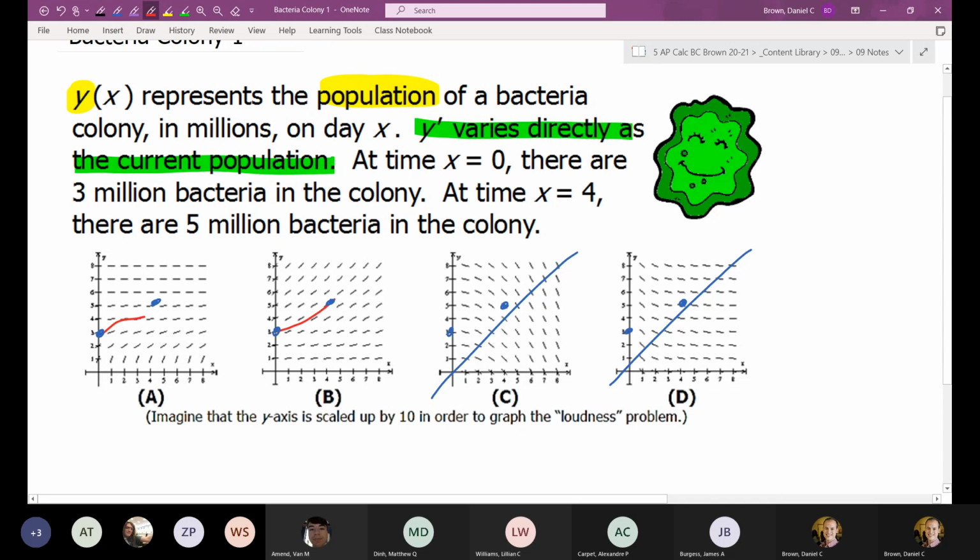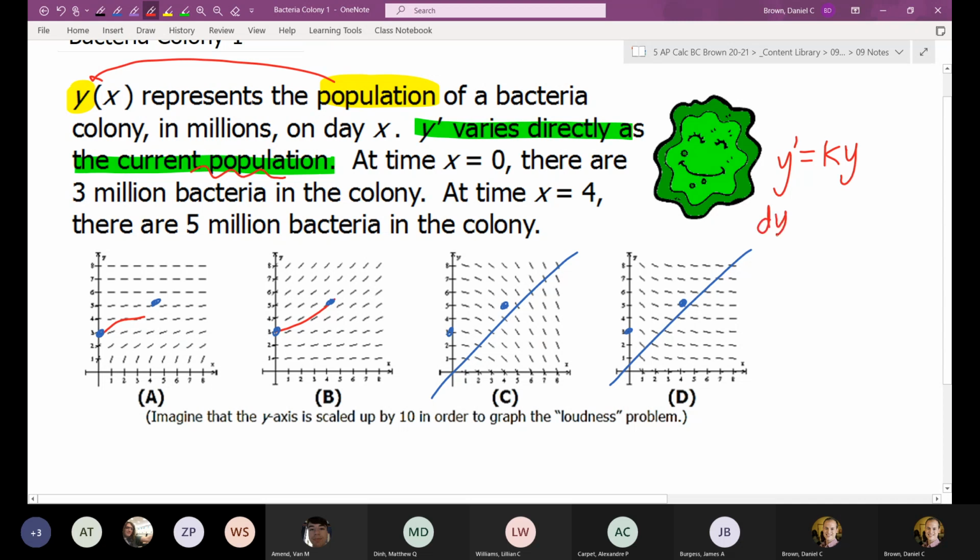Say it was harder to tell, you can think about what the differential equation looks like. So let's write the differential equation. It says y prime varies directly as the current population. So it is going to be k times something. Is it going to be k times x, or is it going to be k times y? K times y. So it's varying directly as the current population. Well, what variable is representing the population? The y. So it is k times y.